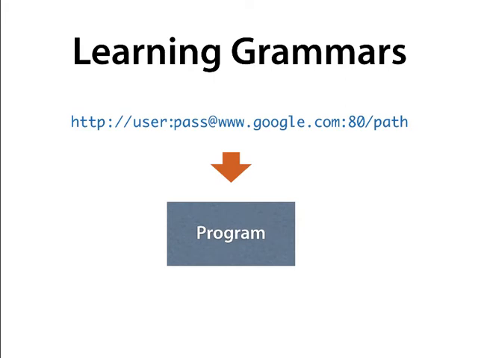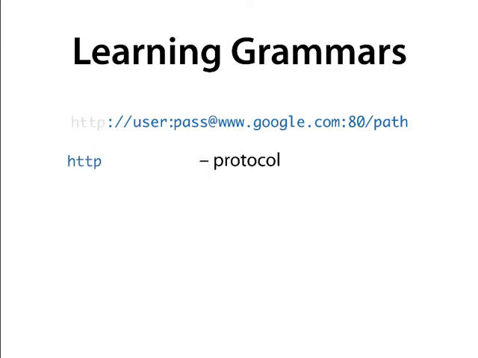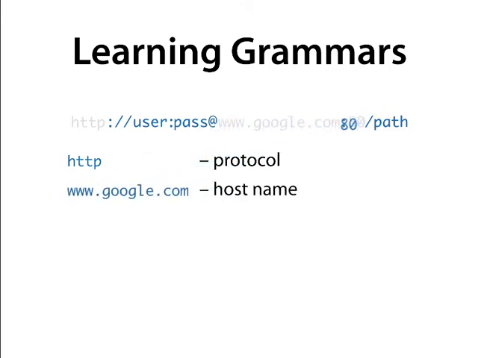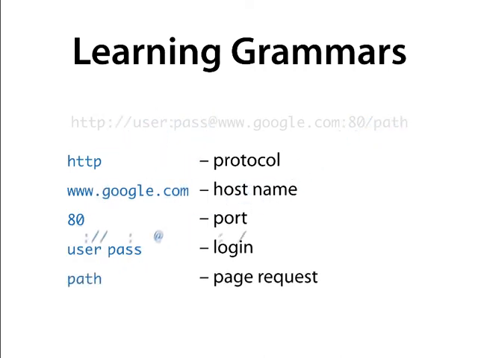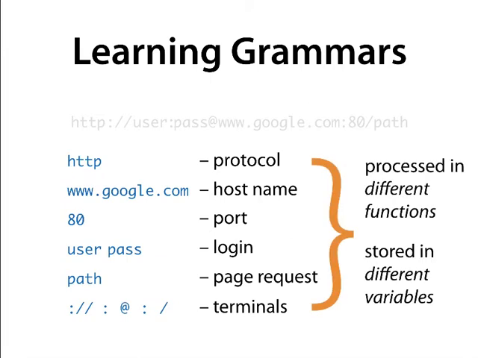How does learning grammars work? Let us assume a very simple program that takes as an input a web address, also known as a URL. A URL comes in several parts. There's a protocol, a host name, a port, possibly a login, a page request, and a bunch of so-called terminal symbols. All these different parts are processed in different functions in the program and stored in different variables.